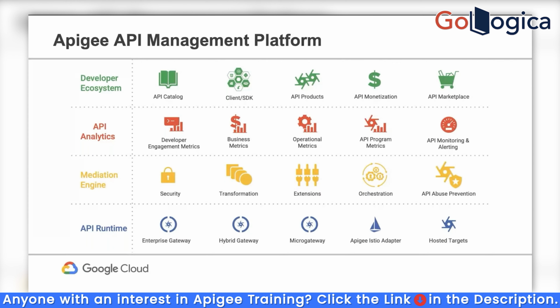So APG provides orchestration, basically calling multiple services and providing the responses. And then we have API abuse prevention. API abuse prevention basically makes sure that unauthorized access and those kinds of things are not there. APG makes sure of that. These are the main things done as part of the mediation engine.